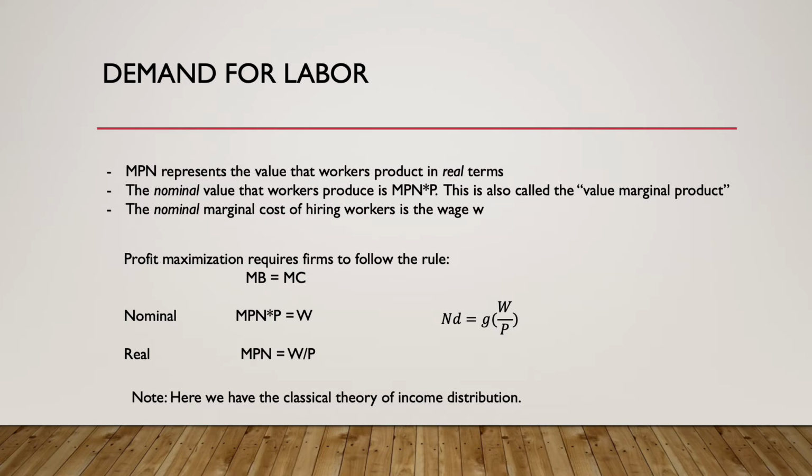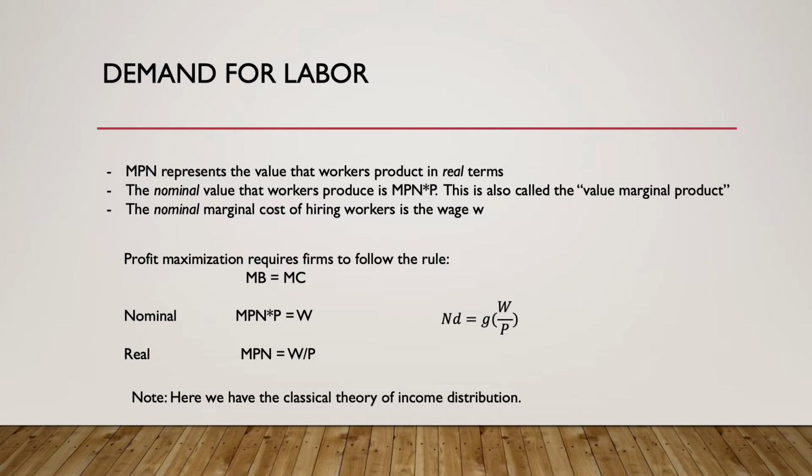That output is measured in terms of real output, or Y, right? But when it's sold to become revenue, it usually has a price attached to it. So marginal product might be that you produced 3 cups of coffee. But the value of that marginal product determines revenue for the firm, or the benefit of having that worker in the office. And so the nominal value that the worker produces is the real output, the marginal product of labor, multiplied by the price level. This is also called the value marginal product of labor, the value of the marginal product.